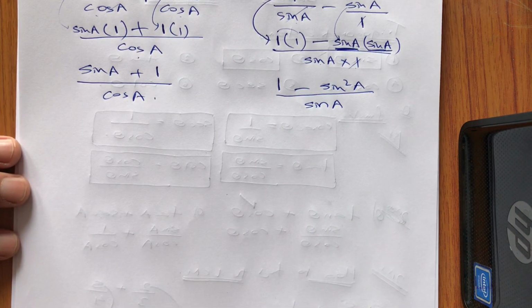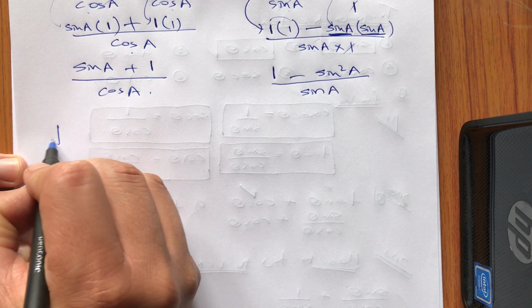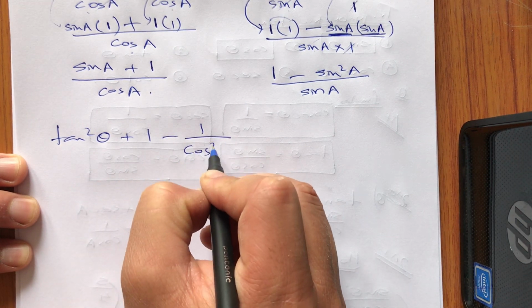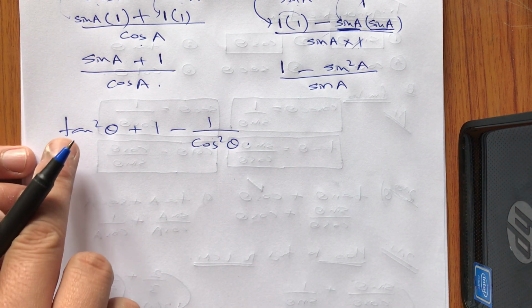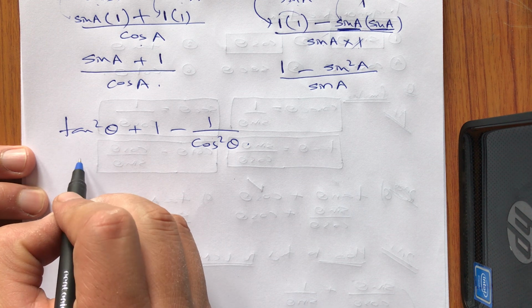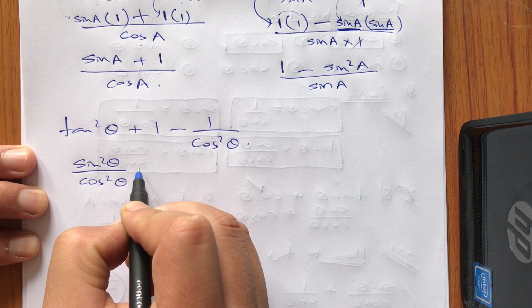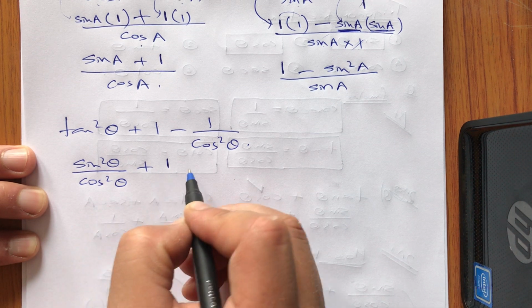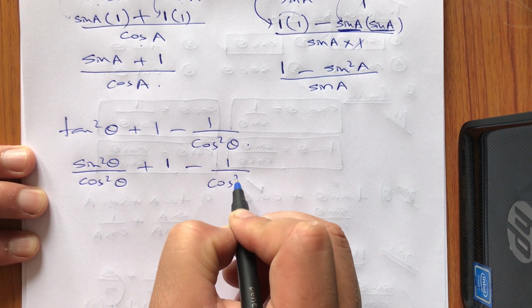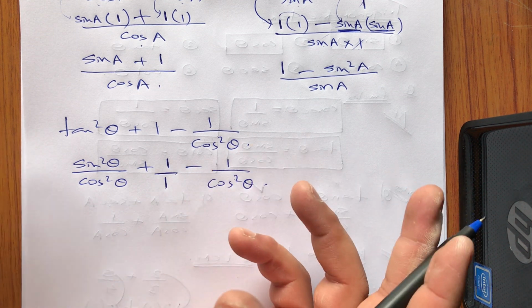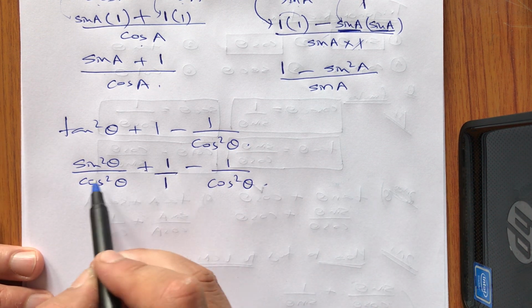Okay, let's give you another example. Let's say I have tan square theta plus 1 minus 1 by cos square theta. Solve this. Right now I have to convert: tan becomes sine square theta by cos square theta, plus 1, minus this also remains as it is because it's already in cos. If there's nothing in the denominator, I always advise put a 1 so that you don't get confused. Now there's all plus minus in between.